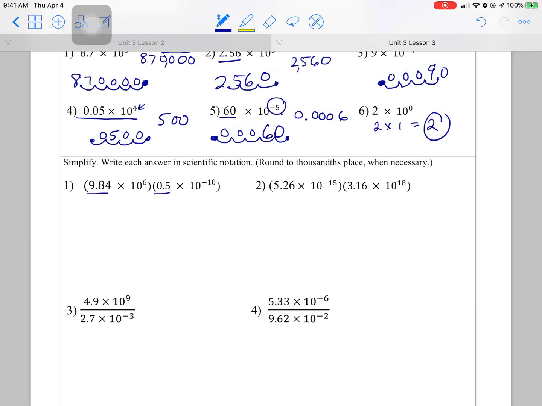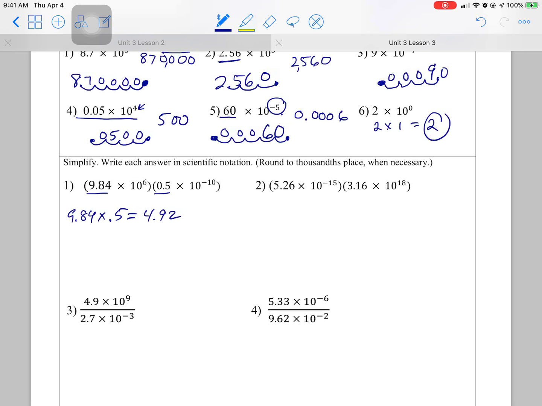So this times this, 9.84 times 0.5 is apparently 4.92. I should probably check these things. Get my calculator here. 9.84 times 0.5 equals 4.92.